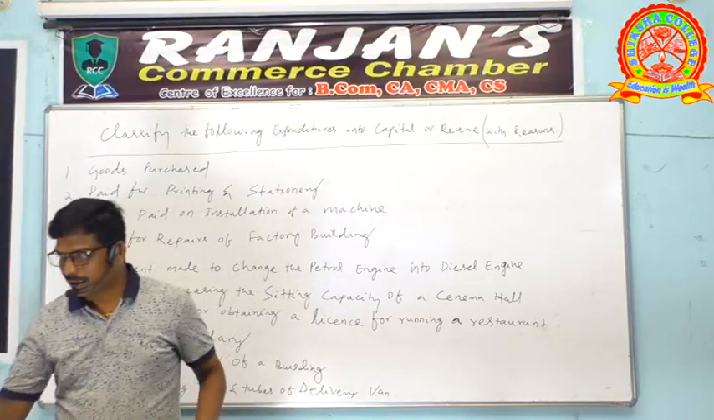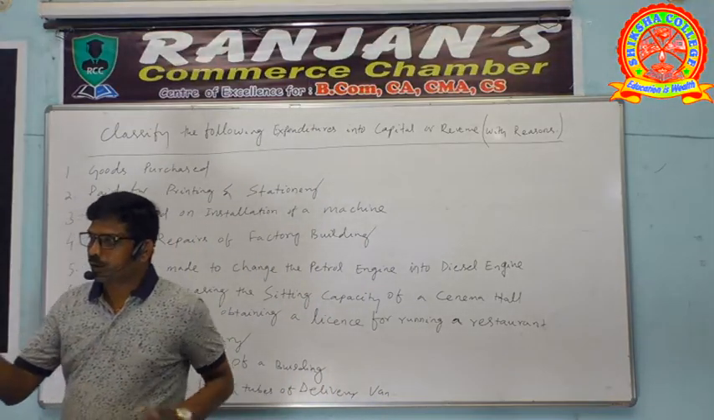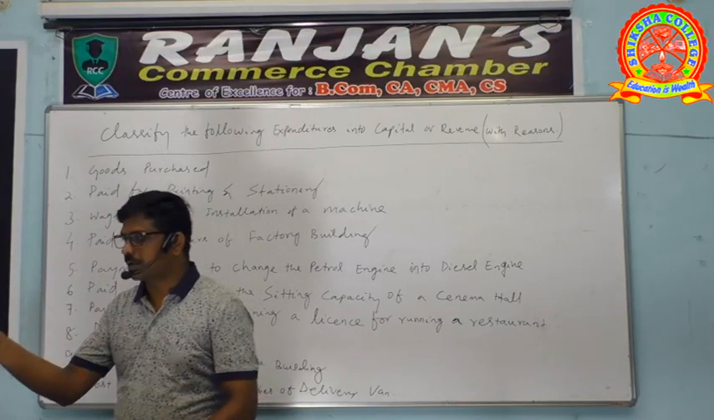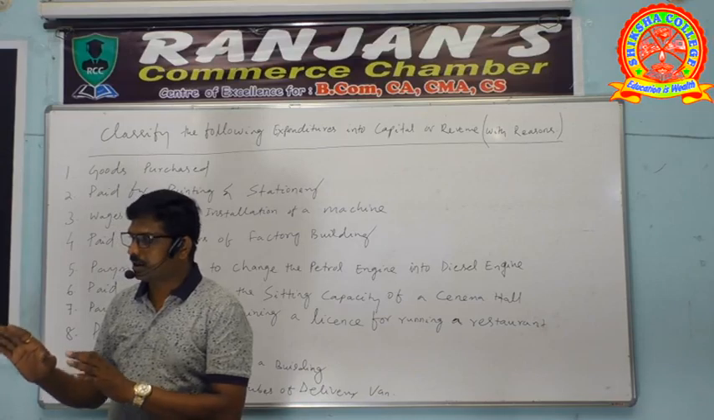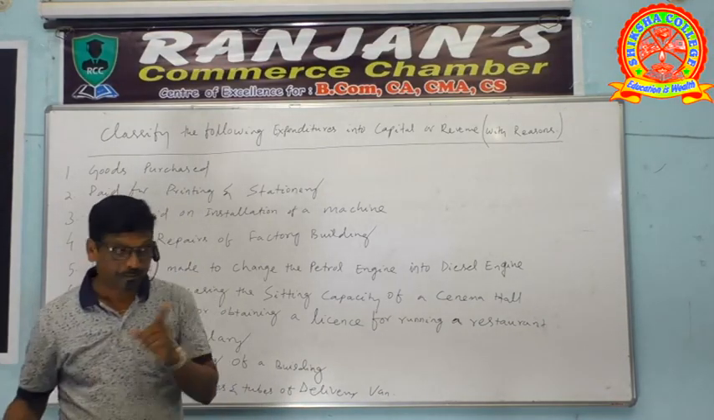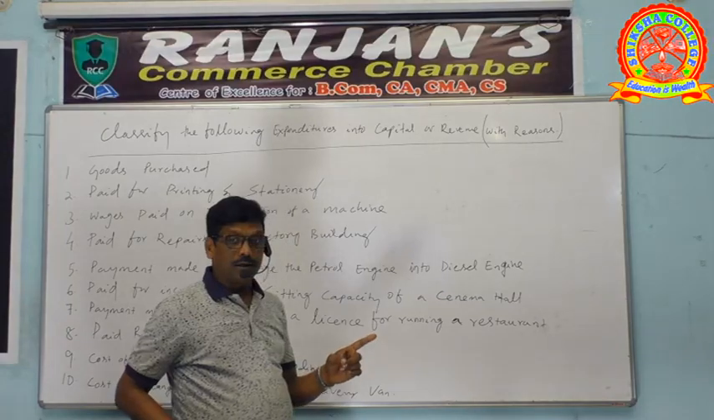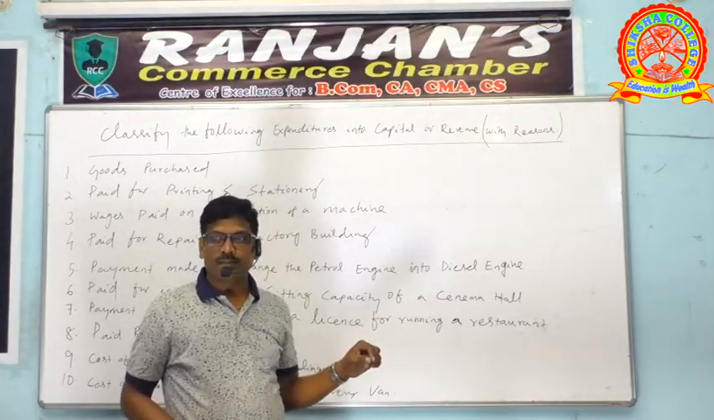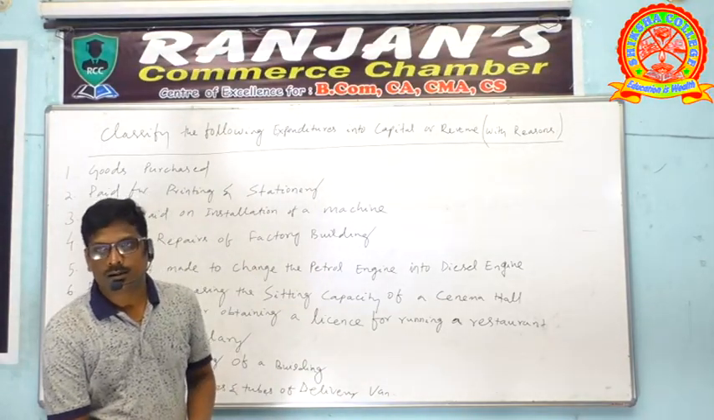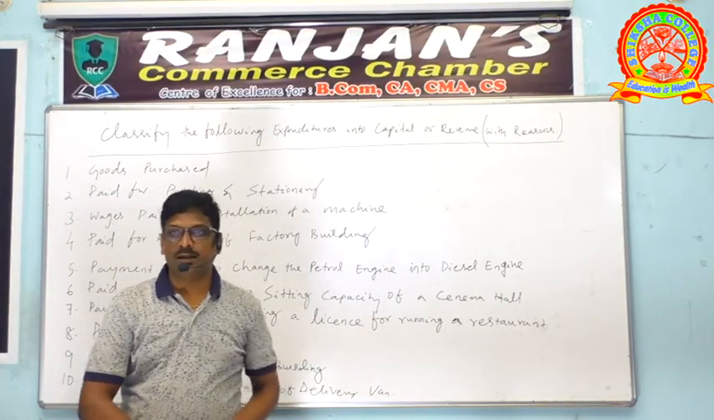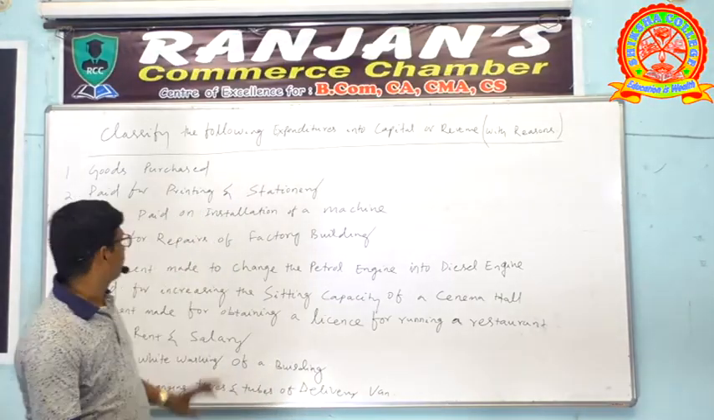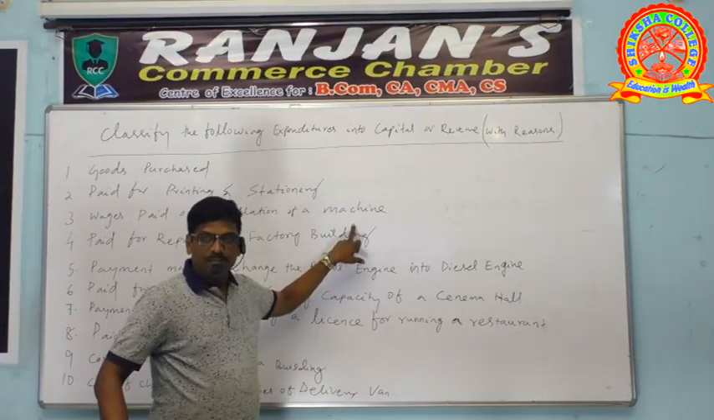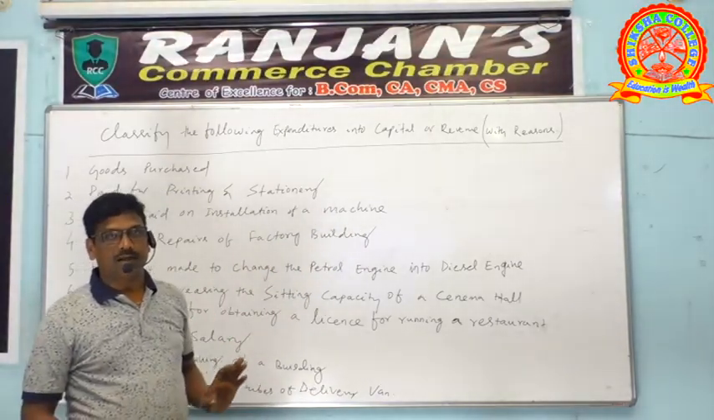But the wages paid to laborers who are engaged in converting the raw materials into finished goods is an expenditure which is in the nature of revenue expenditure, but wages paid to the workers who are engaged in installing the machine are in the nature of capital expenditure. Hence, wages paid on installation of a machine is an expenditure and its nature is capital expenditure.